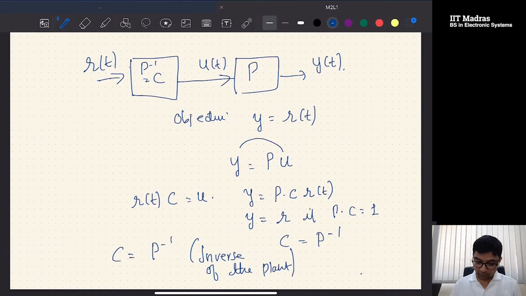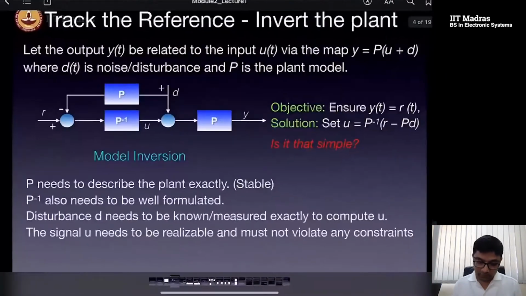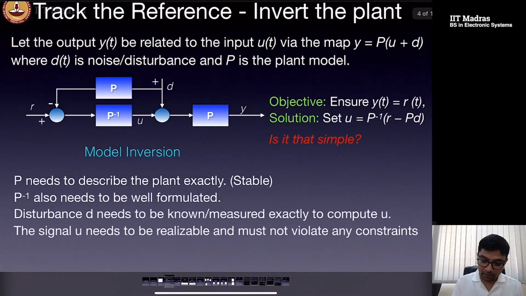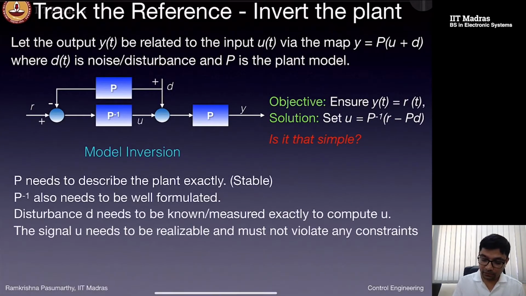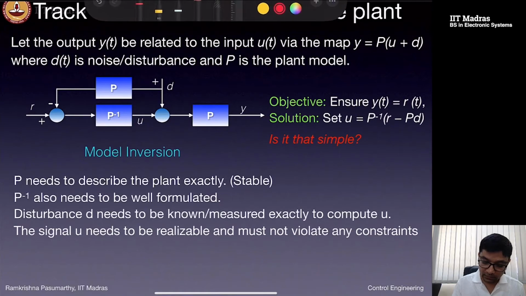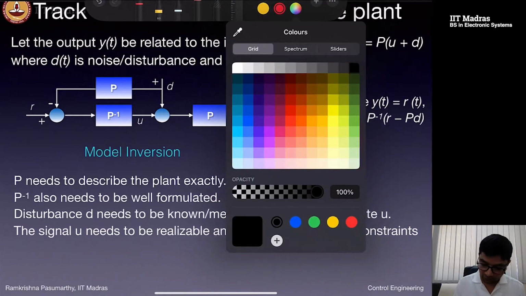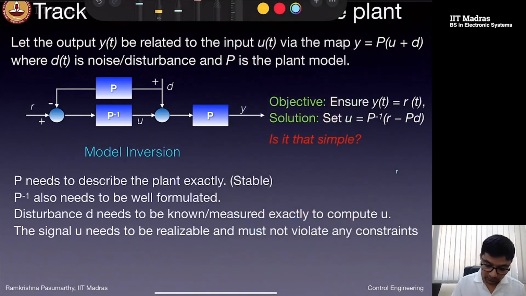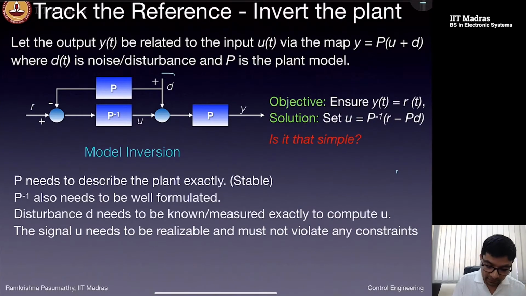Okay, what else could happen? Well, maybe my plant is subject to certain disturbance signals, as I see here. So there could be some disturbances to my plant. In that case, what do I do? What I still want is y(t) = r(t).